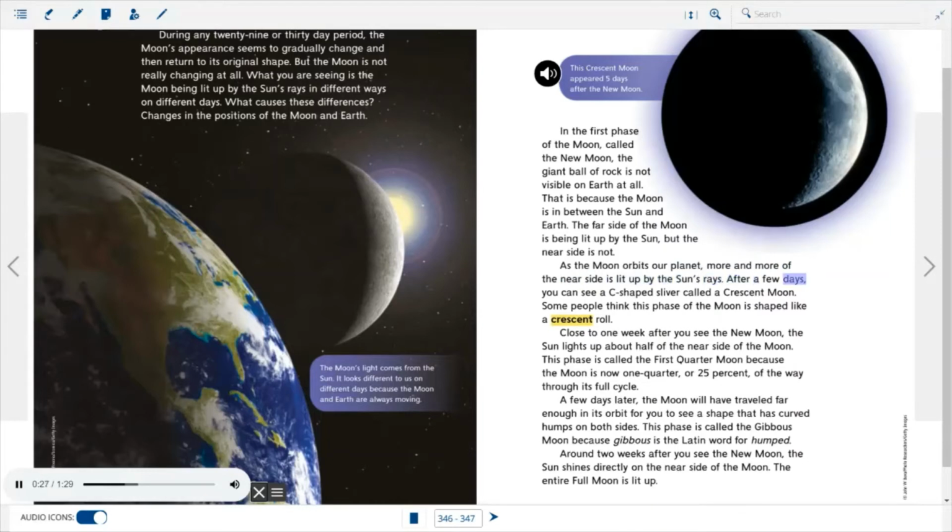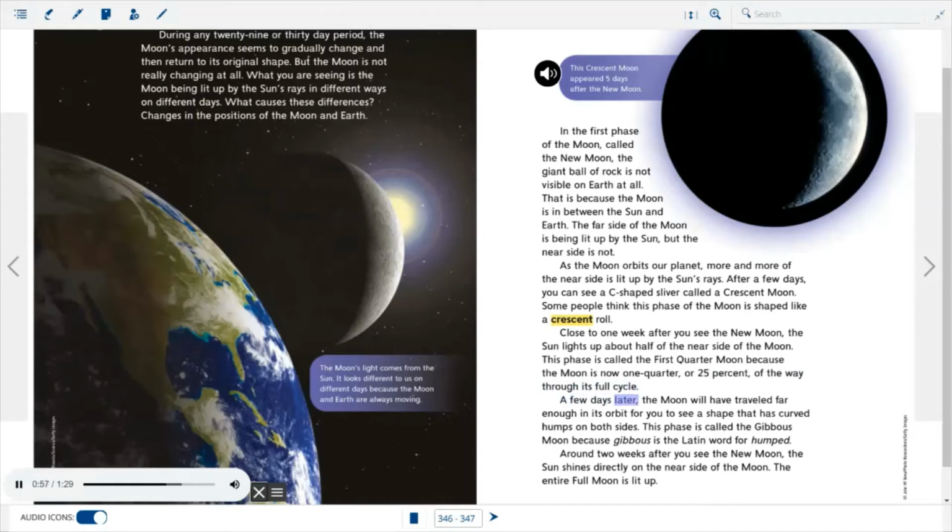After a few days, you can see a C-shaped sliver called a crescent moon. Some people think this phase of the moon is shaped like a crescent roll. Close to 1 week after you see the new moon, the sun lights up about half of the near side of the moon. This phase is called the first quarter moon, because the moon is now 1/4, or 25%, of the way through its full cycle.